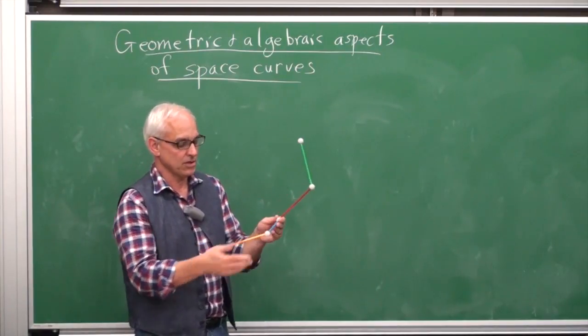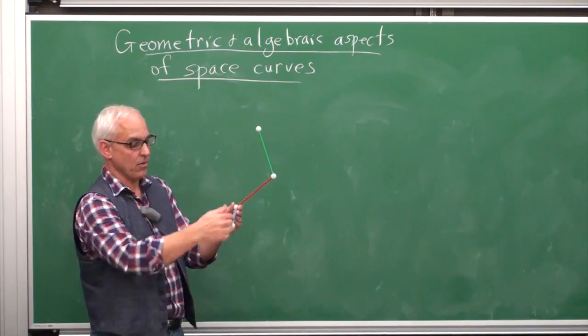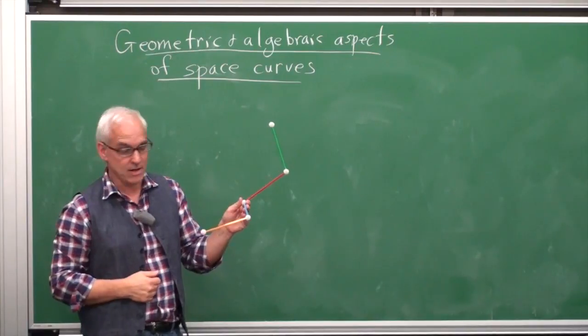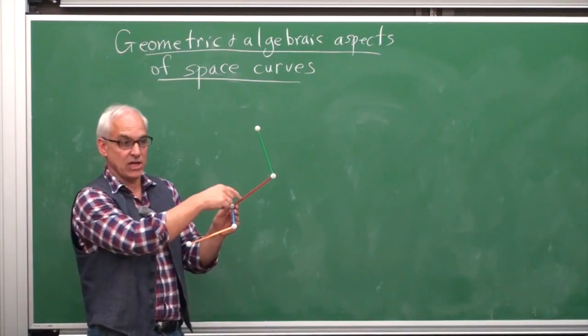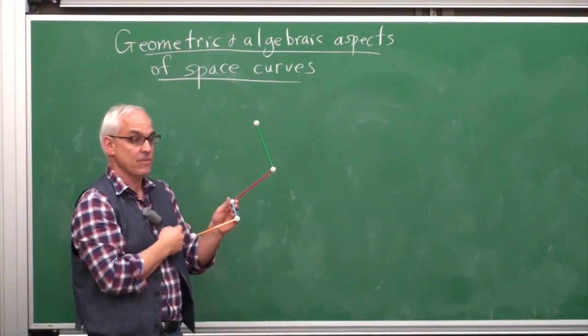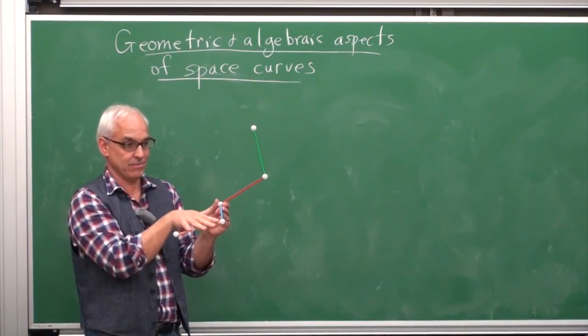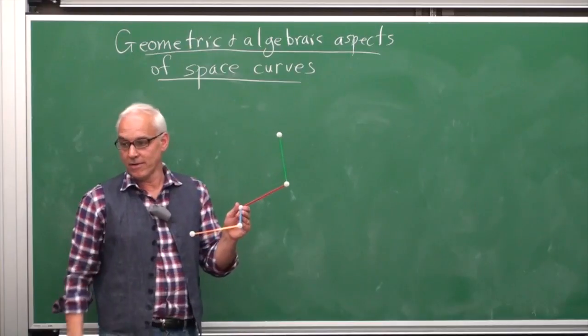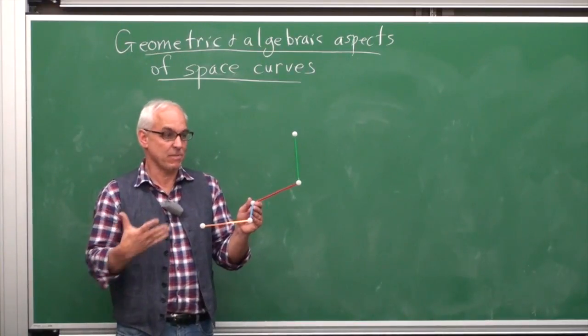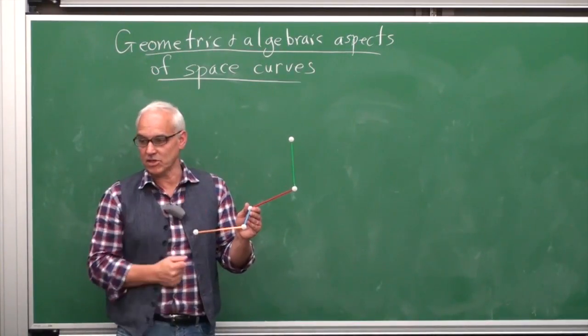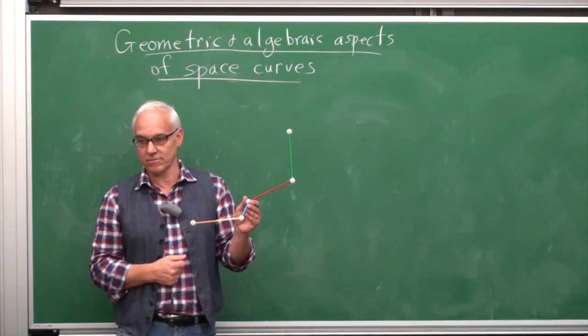Okay? So to specify the whole configuration, we need to know the relative distances of each segment. We need to know the angles at each one of these vertices. And we need to know the angles between adjacent planes. And that'll be enough to specify the discrete space curve.